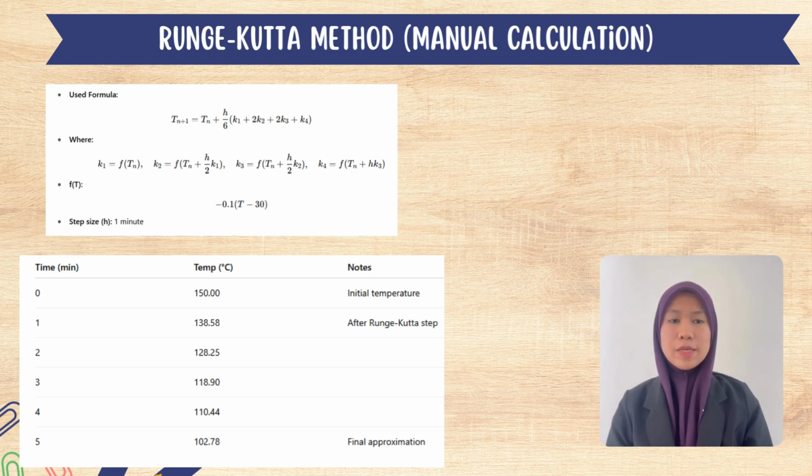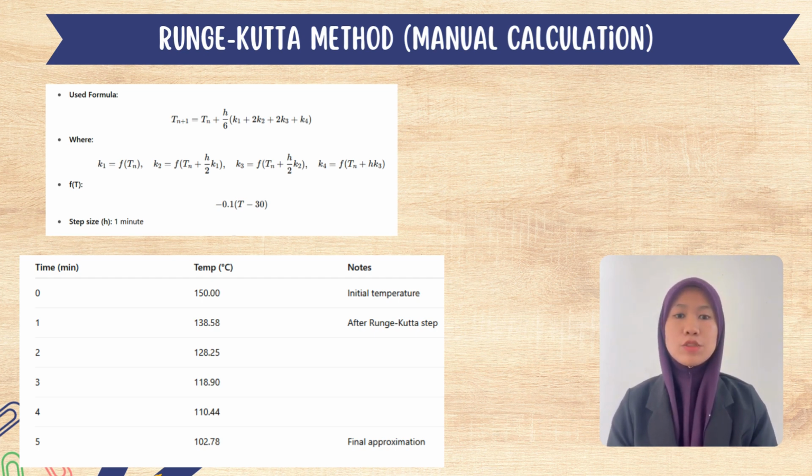Using this method manually, we estimated the temperature at each minute for 5 minutes. The temperature dropped from 150 degrees Celsius to 102.78 degrees Celsius after 5 minutes. The result is smoother and more realistic compared to Euler's output.